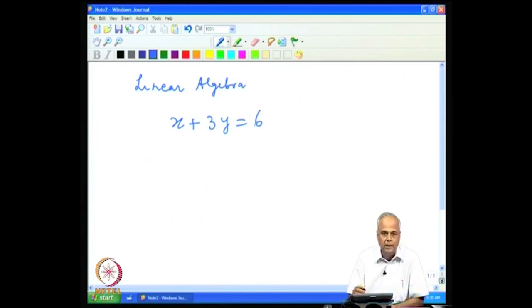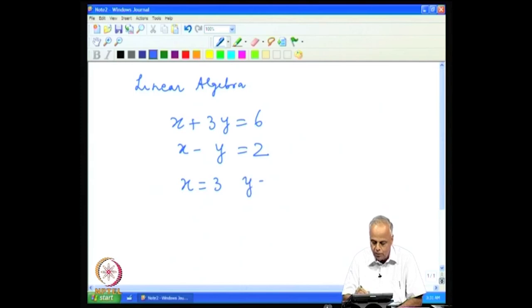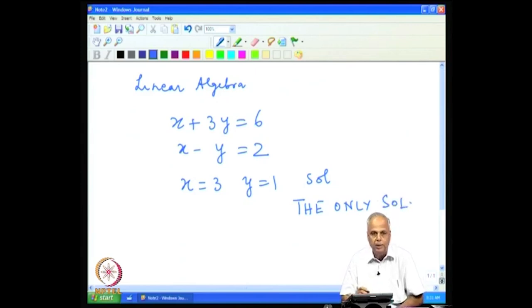Consider the system of linear equations x plus 3y equal to 6 and x minus y equal to 2. It is very easy to see that x equal to 3 and y equal to 1 is a solution of this system, and more importantly, it is the only solution. We can also geometrically interpret this as the intersection point of two lines, one represented by the equation x plus 3y equal to 6, the other by x minus y equal to 2, and (3, 1) are the coordinates of the point of intersection of these two lines.